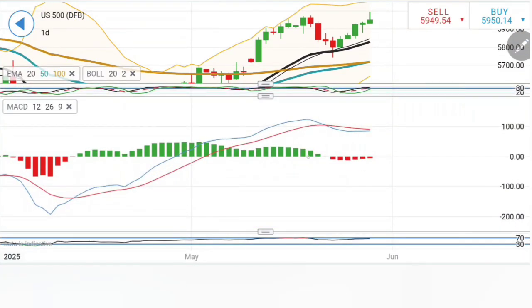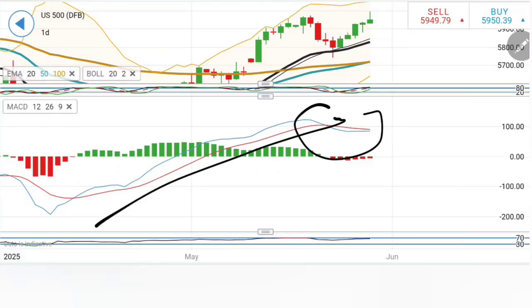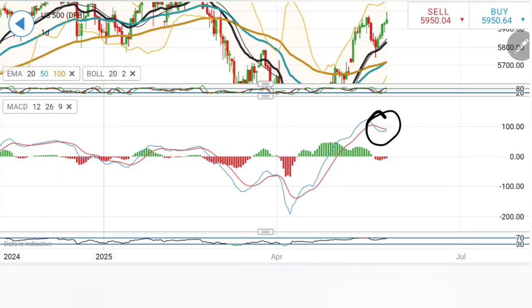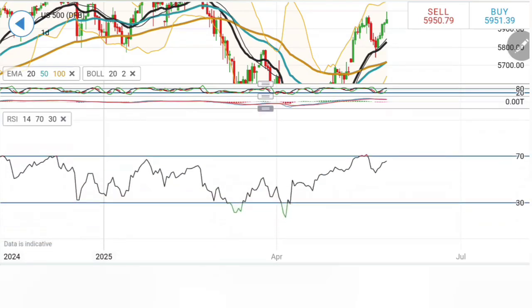Stochastic is rising. The MACD has crossed over for a sell. See this hitting the top, it is now trading bearish here. So it suggests that even if it tries to rise, the reversal has to be there very, very soon in S&P. RSI rising.